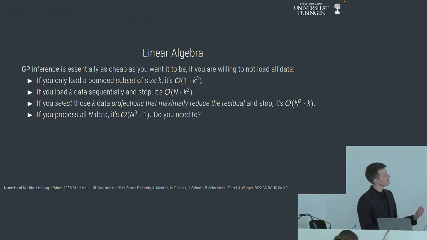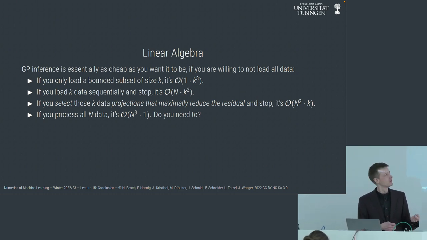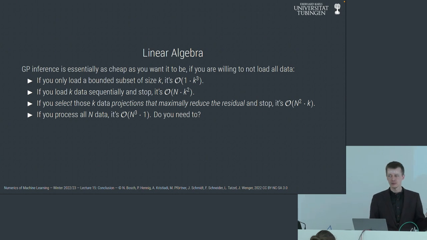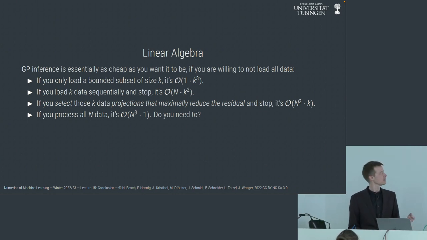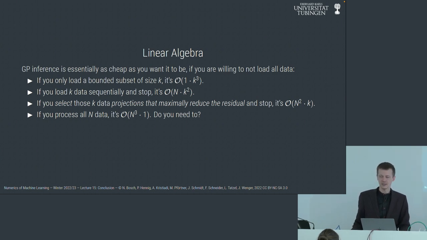Now, if you decide to load the entire data set, but only do k iterations on it, you can construct an algorithm like Cholesky, which gives an estimate of cost linear in the data set and quadratic in the number of iterations, with an associated meaningful uncertainty that keeps track of how much of the information about the data set you've loaded so far. It's a bit more than if you've loaded only k data points, because it kind of knows where the other data points are, but it hasn't kept track of how they interact with each other yet.